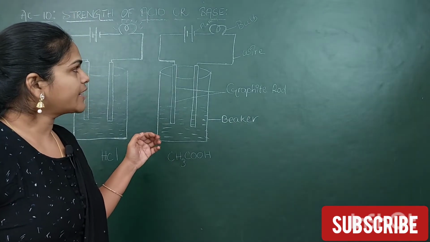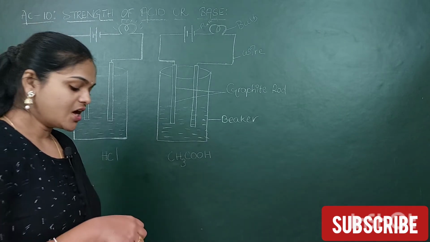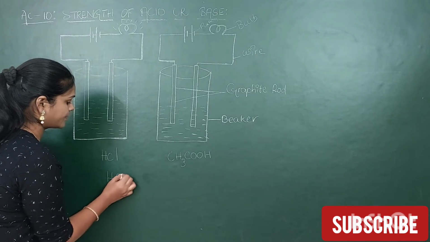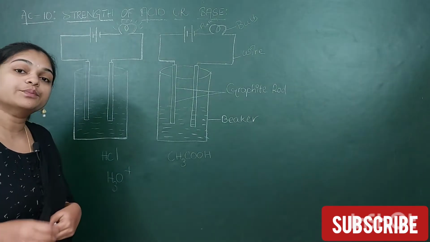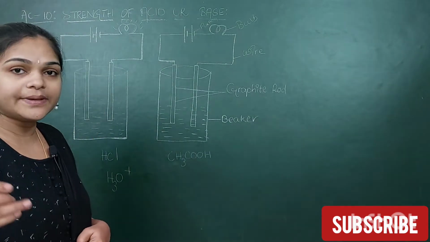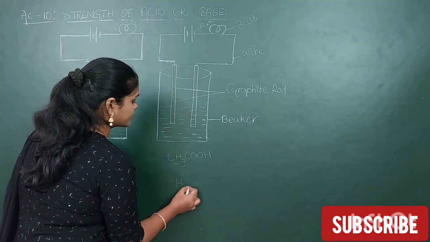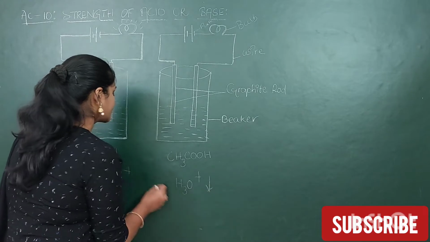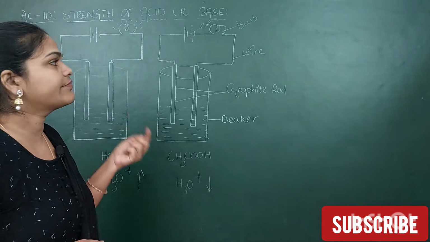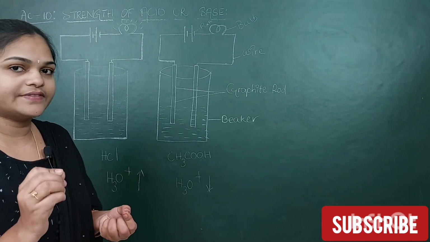So here the bulb brightness will be little low. In HCl there is a presence of more H3O plus ions, so the brightness of the bulb will be more. Here the H3O plus ions are less, so when we have less H3O plus ions, the glowing of the bulb will be less. Based on this, we can say the strength of the acids.